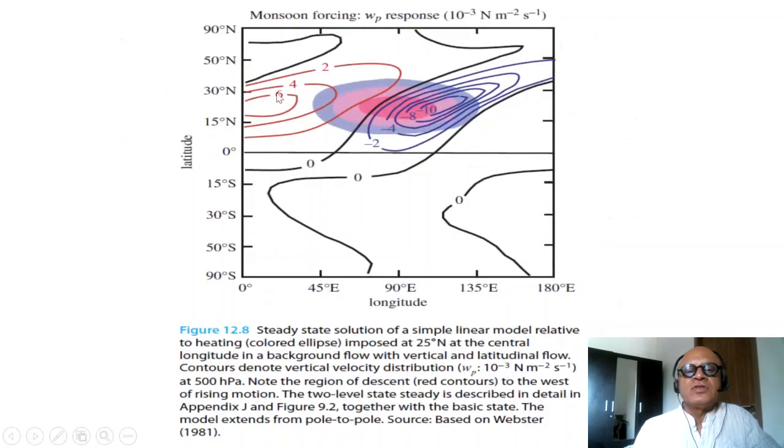Okay, so you can see that clearly there is a downward vertical motion to the west of the rising motion associated with the monsoon heating. Since this is at 25 north, we can essentially take it as the South Asian monsoon heating in this simple experiment, and it clearly shows that the desert mechanism, and even if you go westward the subtropical highs, are greatly affected by this monsoon diabatic heating.